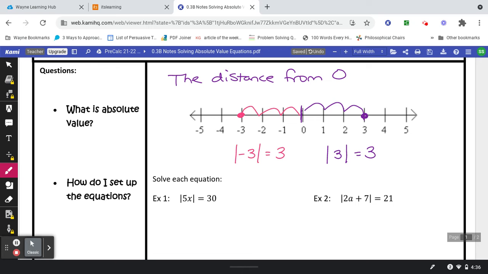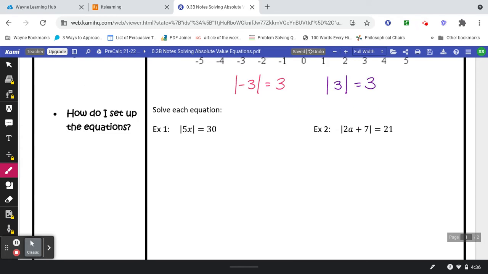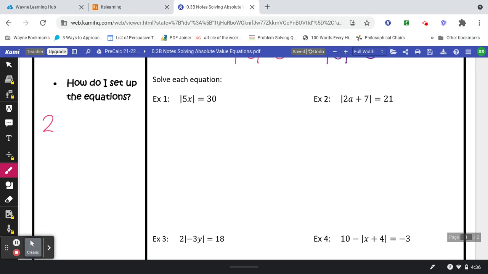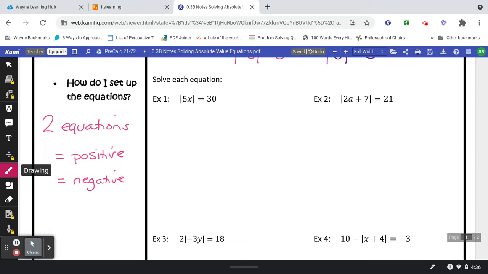All right, so because of that, in order to set up these equations, what we need to do is write one as a positive and one as a negative. So it'll look like this. 2 equations. You set 1 equal to the positive number and 1 equal to the negative number. So for example, number 1, you would have 5x equals 30 and 5x equals negative 30, a positive and a negative version. And from there, you would just solve.